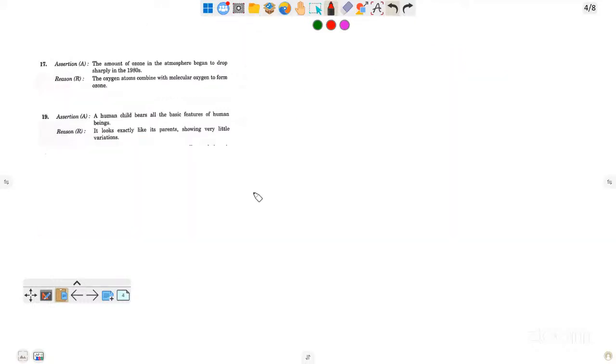The next one. The 17th one: the amount of ozone in the atmosphere began to drop sharply in the 1980s. Is the assertion correct? Yes. The oxygen atom combines with molecular oxygen to form ozone. That is also a correct statement. But what is the reason for the sharp decrease?